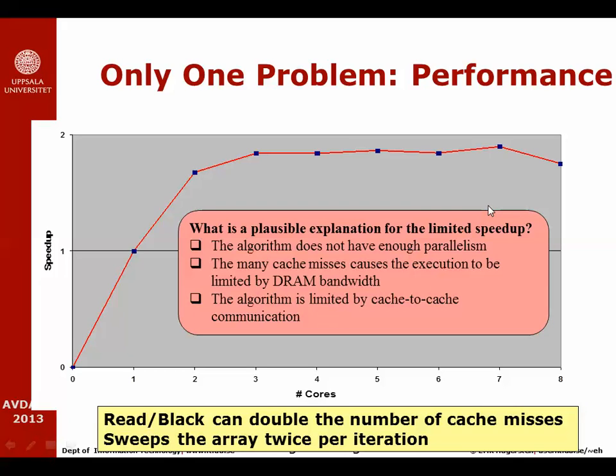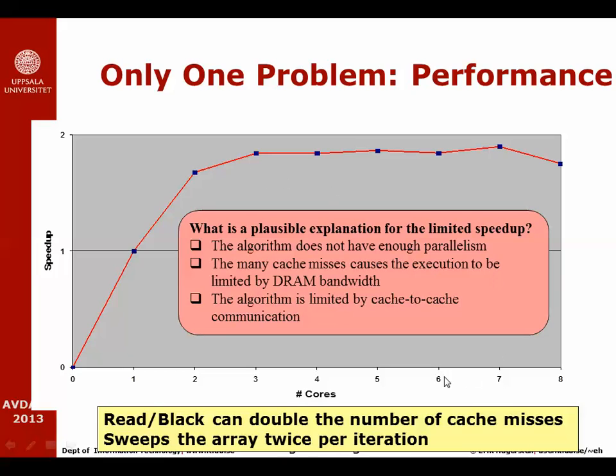And actually, if you think about it, the red-black algorithm is much worse than the first algorithm in respect of the amount of traffic you need to send to DRAM. Because for each iteration, we're going to sweep the matrix twice. First, we're going to sweep it to do the red updates, and then we're going to sweep it once more to do the black updates. So we're going to get actually twice the amount of cache misses for a naive implementation compared with the first version of Gauss-Seidel as we looked at.